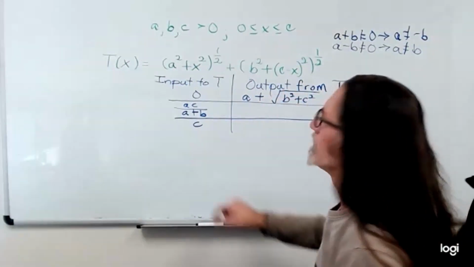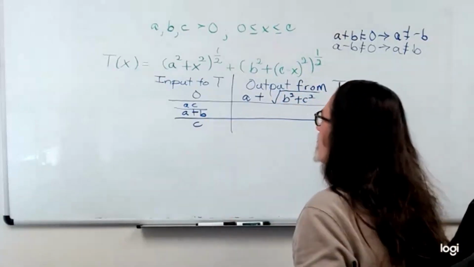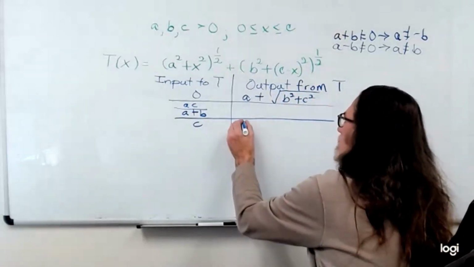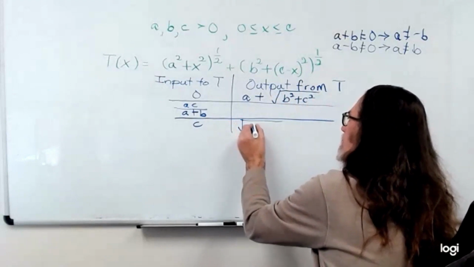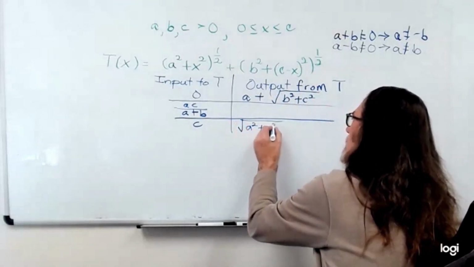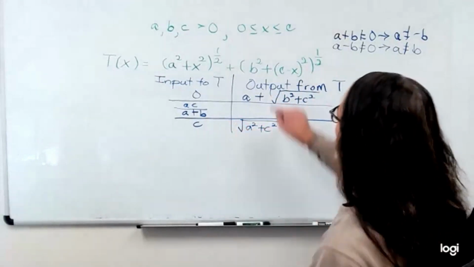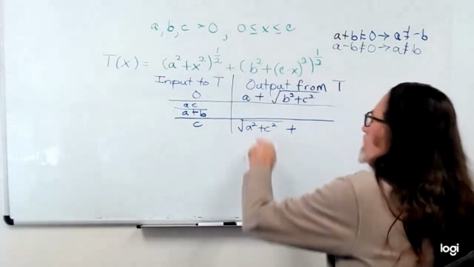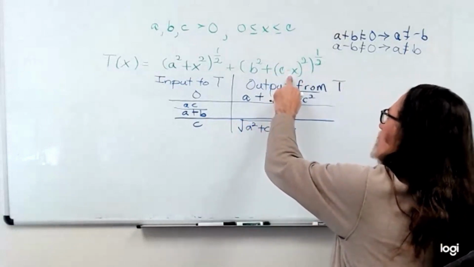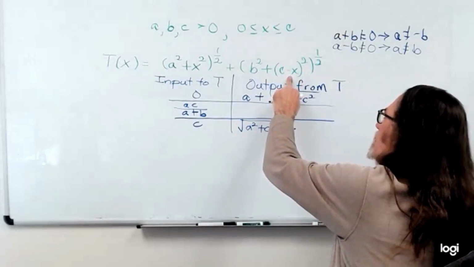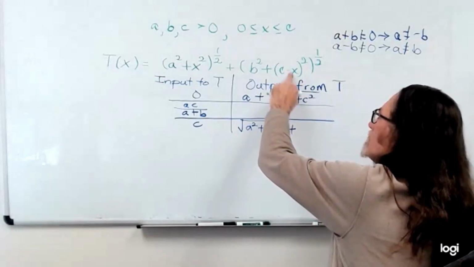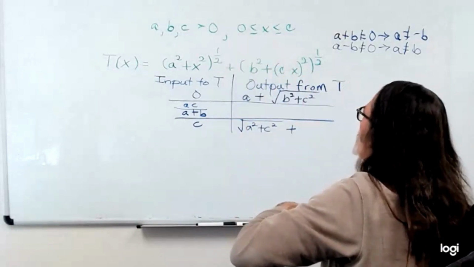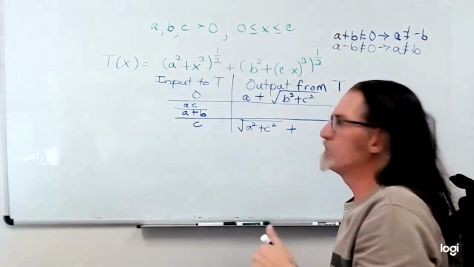It's going to be very similar when we put c in at the other endpoint. The first square root would give us a squared plus c squared. Adding to that what we get from the other square root: well, c minus c is 0. 0 squared is 0. b squared plus 0 is b squared. Since b is strictly positive, the square root of b squared would be b.